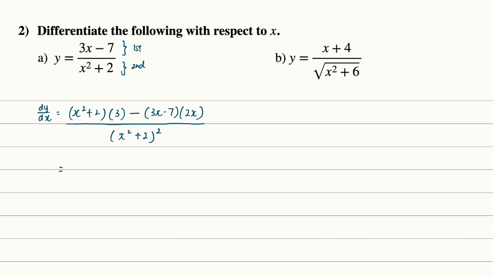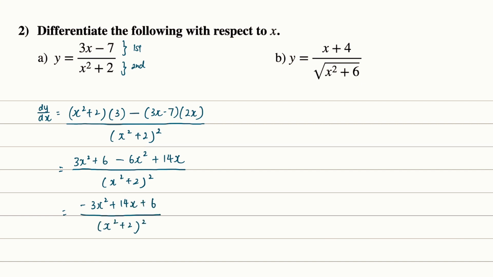By simplifying the terms, and remember, be careful with the minus sign over here, we will then have 3x squared plus 6 minus 6x squared plus 14x over x squared plus 2 squared. We will then have minus 3x squared plus 14x plus 6 over x squared plus 2 squared. As we couldn't factorize the numerator anymore, we will then leave the answer as such.